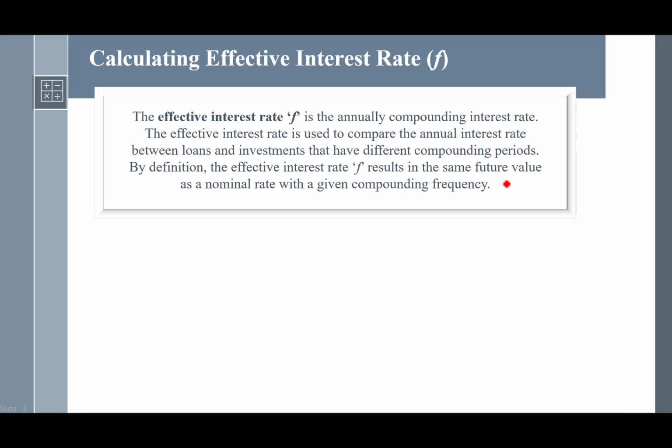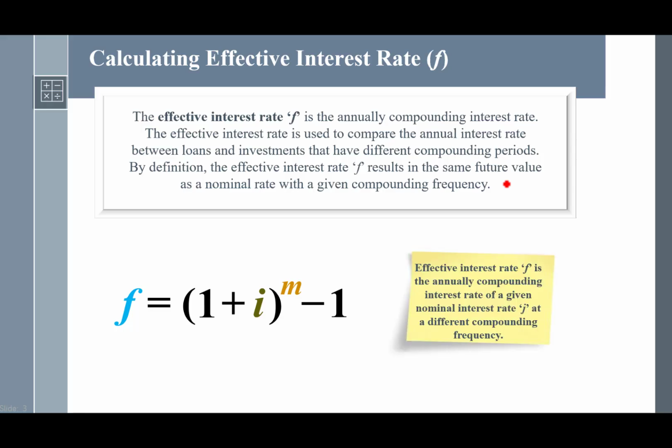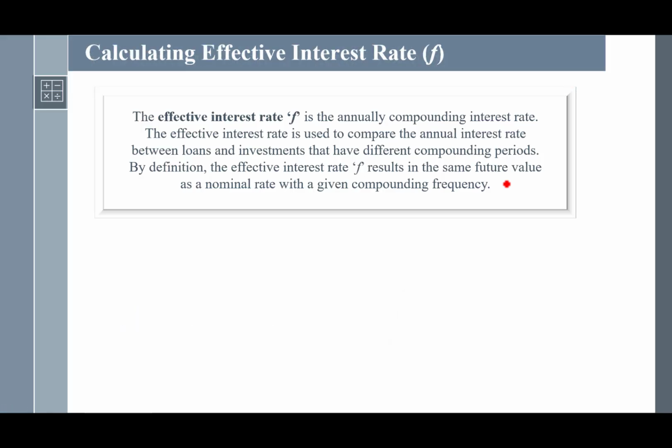We give it the notation F, and basically it's 1 plus I, where I is the periodic interest rate, to the power of M, which is the compounding period.